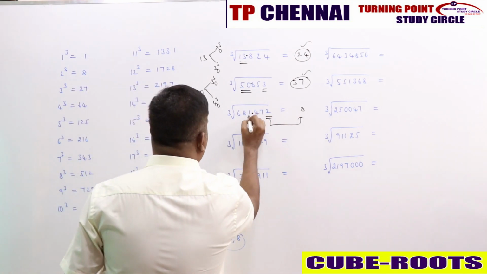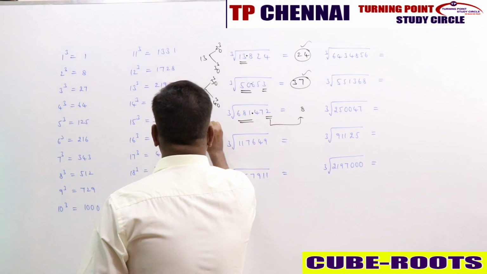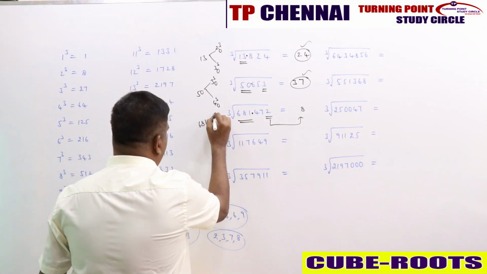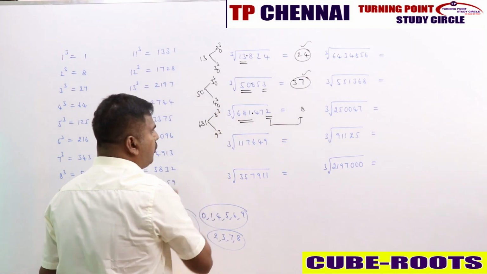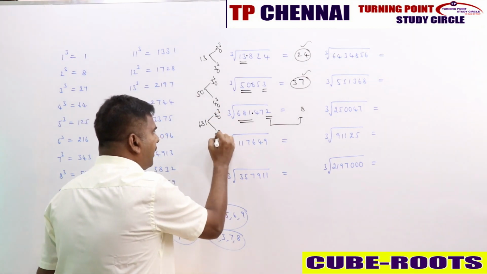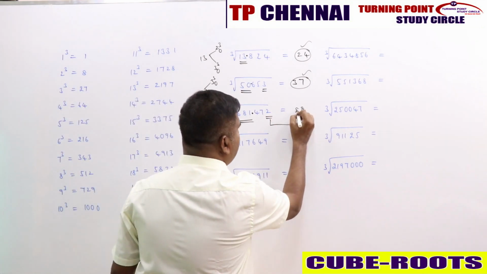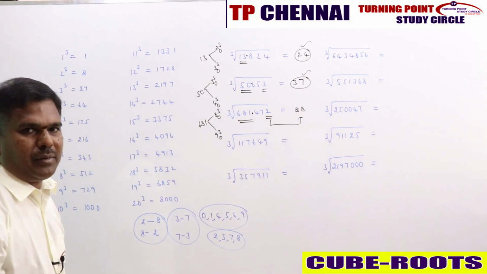Put a dot after 3 digits. So now we need to go ahead with the 681. 681 is lying between which two cubes? 8 cube and 9 cube. The meaning of that is the cube root must be between 80 and 90, ending with 8. It is nothing but 88.